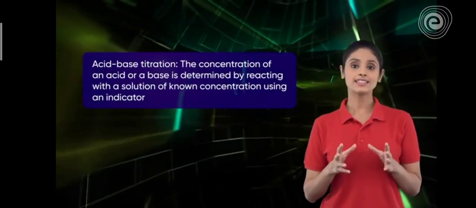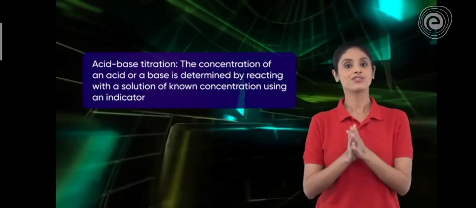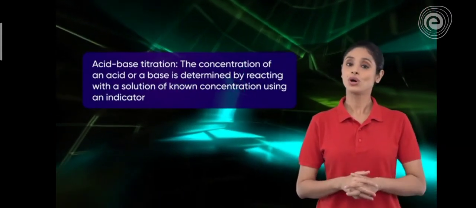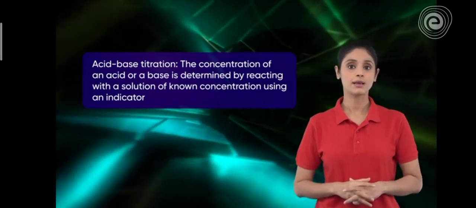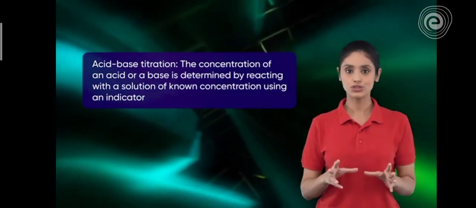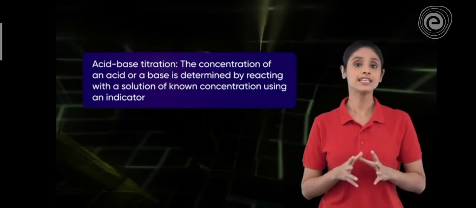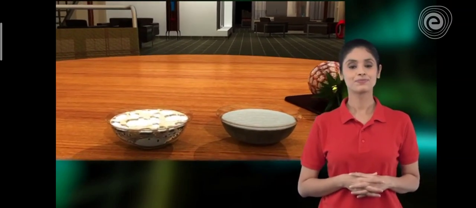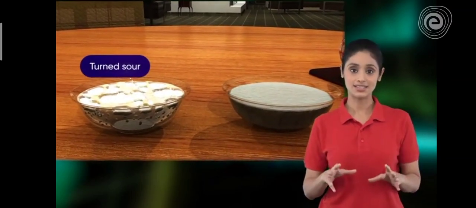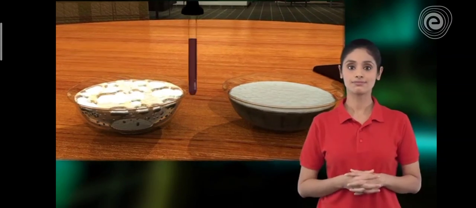We will study the acid-base titration method to calculate the concentration of an acid or a base by reacting it with a solution of a known concentration using a suitable indicator. Let's observe a bowl of milk which has been left on the table for the past one day. What has happened to it? It has curdled and turned sour.